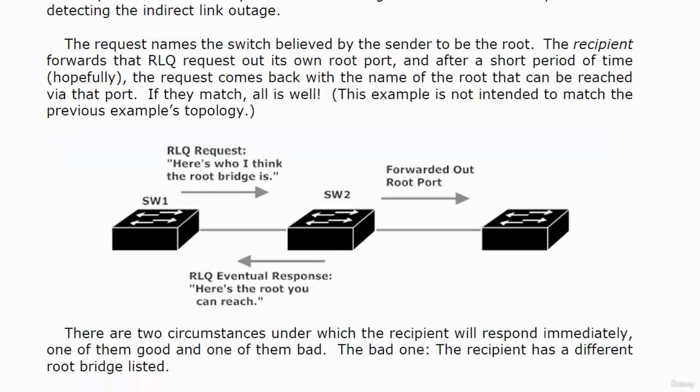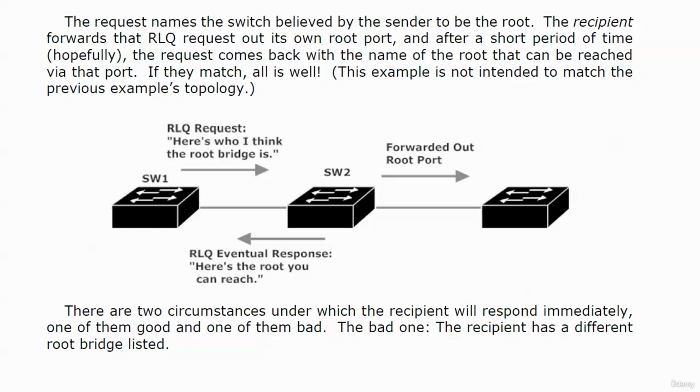Now, the request is going to name the switch that the sender believes is the root. And the recipient forwards that request out its own root port, if necessary, as you'll see in a moment. After a short period of time, hopefully, the request comes back with the name of the root that can be reached via that port. And if they match, everything is beautiful.